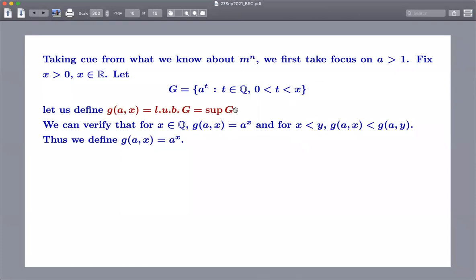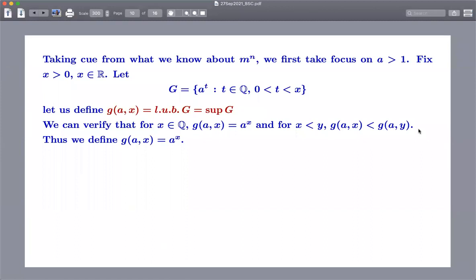So z is not in the capital G which is defining G_a(x), but that z will be in the corresponding G which is defining G_a(y). Using that, one can check that G_a(x) is less than G_a(y), by the least upper bound property. So at the moment, for this function G_a(x), we have observed that when x is rational, it is just a power x, and then it has this inequality property.